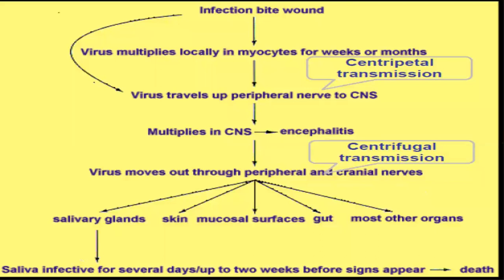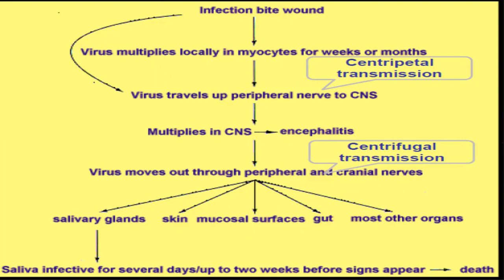First, there is a centripetal transmission from the infection site to the nervous system, and from the nervous system to the periphery, to the peripheral nerve. So we see that the virus first multiplies locally at the infected wound site, in the myocytes, for weeks or months, and then travels to the CNS.